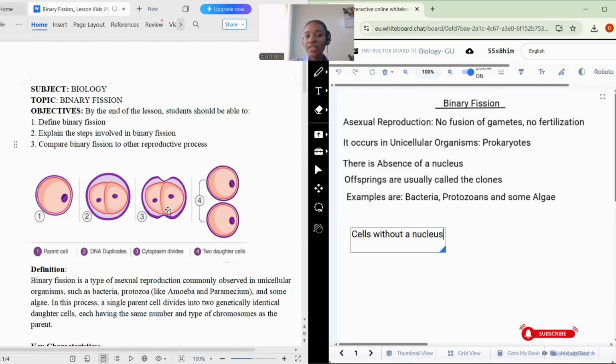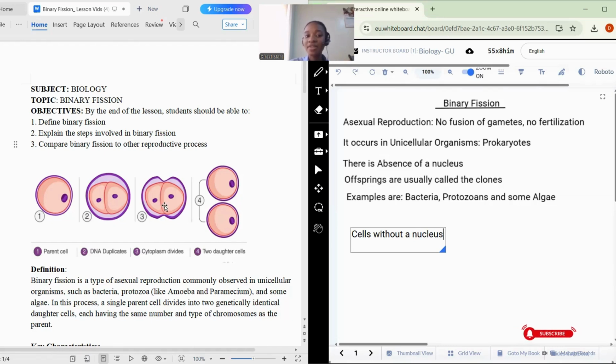So take a look at this diagram right here. This is showing you the steps involved in binary fission. So it starts with a parent cell. This single cell you see here is what we refer to as the parent cell. Then what happens next? It is the replication of the DNA, and then after the replication of the DNA, the organelles are also replicated. You can see it at the second stage.